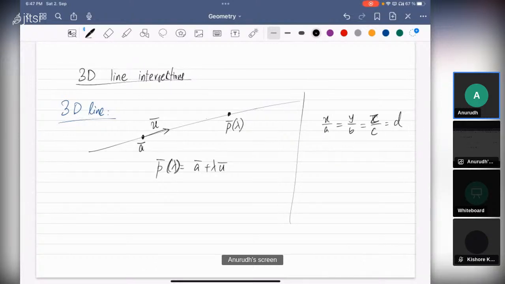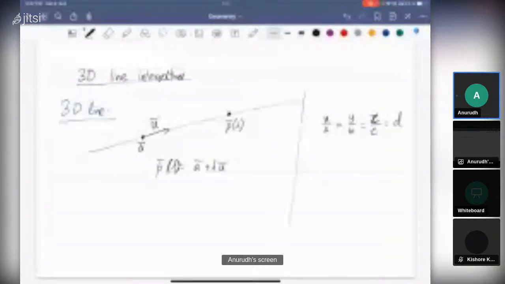So the equation for a line, or parameterized point on a line, is always this: given a point on the line and a direction vector, it's always a plus lambda u. So now we're given two lines. Let's say we're given another line which is parameterized by q gamma, which is some b plus gamma v, and I want to find where they intersect. And what happens when they intersect? I just have to equate these 2 points and find the values of lambda.